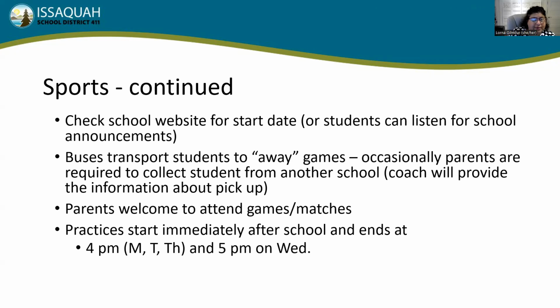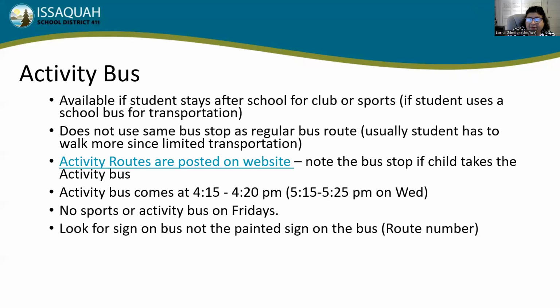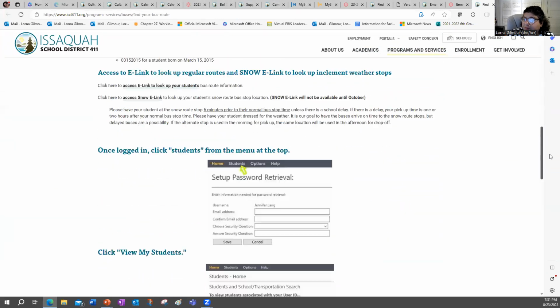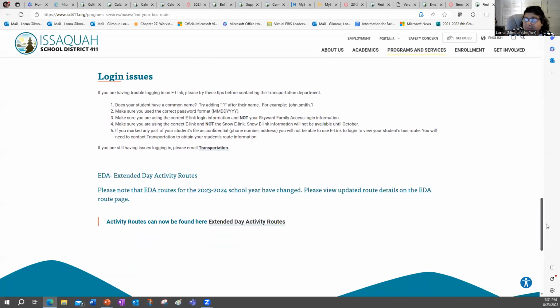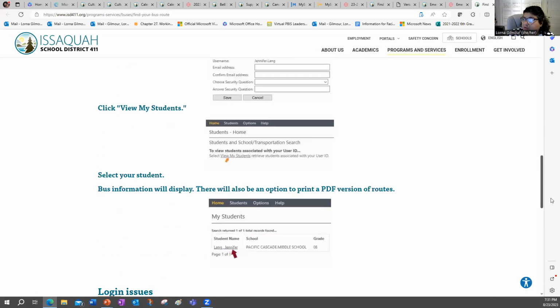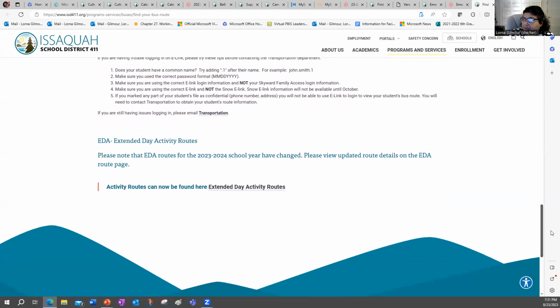The schedule for games or matches is all on that district calendar that I showed you. And then activity bus. We talked about the fact that if a student does a sport or a club, there are activity buses available only if they normally took a bus. If they don't have a regular bus route, then there's no activity bus for them. The activity bus route is not the same as a regular school bus route. There are much fewer buses available, and it takes much longer when you take the activity bus. So just keep in mind that it's there.